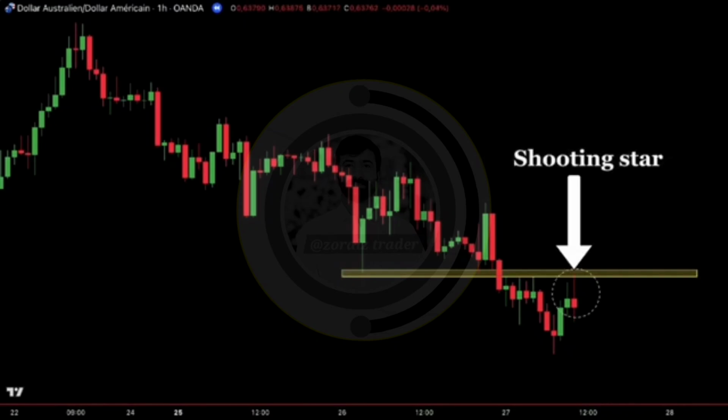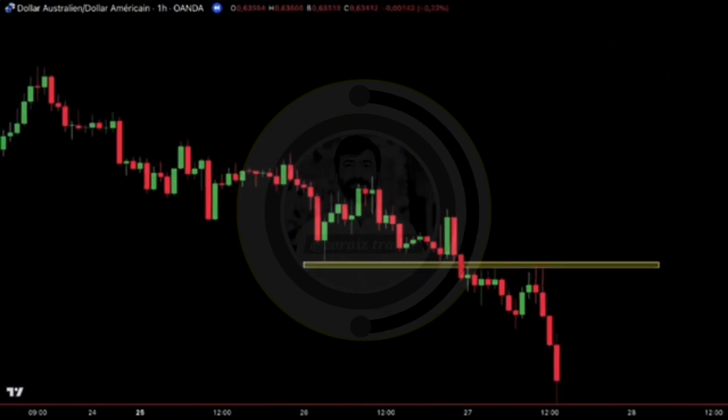At this resistance level, a shooting star candlestick pattern appears. This is a strong bearish signal showing that buyers tried to push the price higher, but sellers quickly regained control and forced it back down. This confirms that the retracement move is ending, and the downtrend is likely to continue, as sellers step in to push the market lower once again.